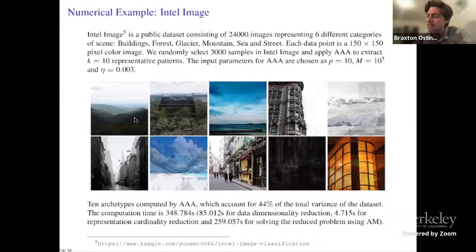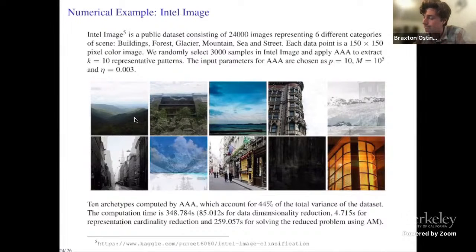As a second example, we look at 3,000 images. Each image is 150 by 150 pixels, RGB pixels, and we run archetypal analysis on this. This example is now big enough that we couldn't compare to the R package or the simpler method. It took about 6 minutes to run this on a standard laptop. These are the 10 archetypes that we get, and these account for 44% of the total variance of the data set.